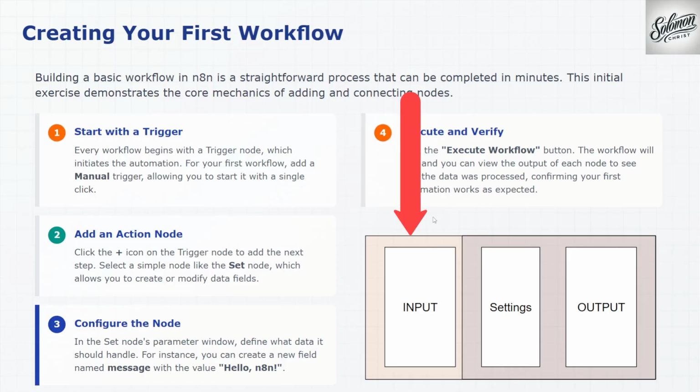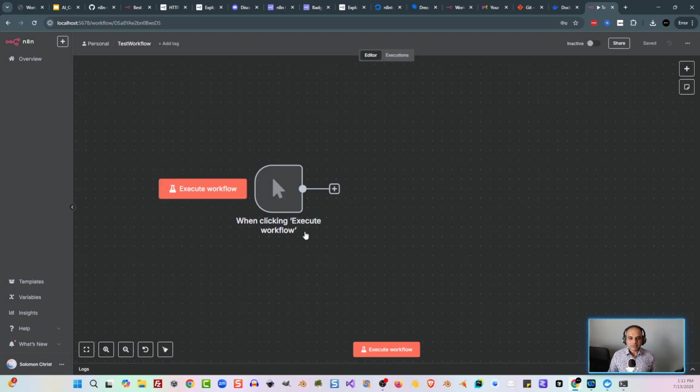The left side is usually the input, or where the data is coming from. The middle is usually the settings. And the third area, the right area, is the output. And we're going to see this in action in just a bit. So here we are now.